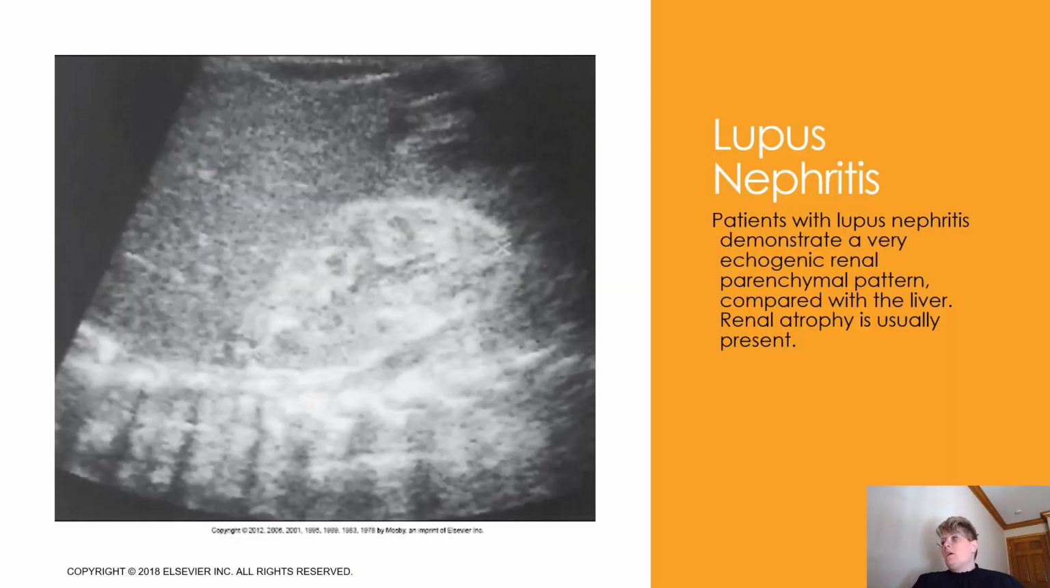So here's an example of our lupus nephritis. And now we've got a kidney that's very echogenic, but lupus nephritis kidneys tend to be on the smaller side. They're very atrophied. So AGN and AIN, enlarged echogenic. Lupus nephritis is our first small and echogenic.